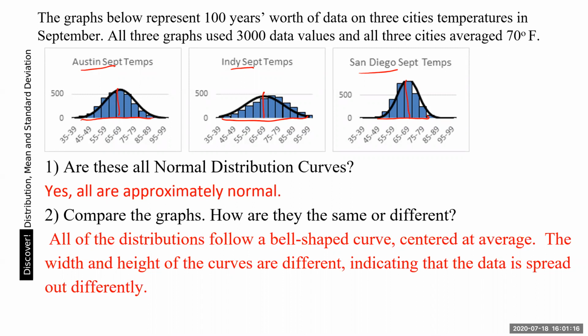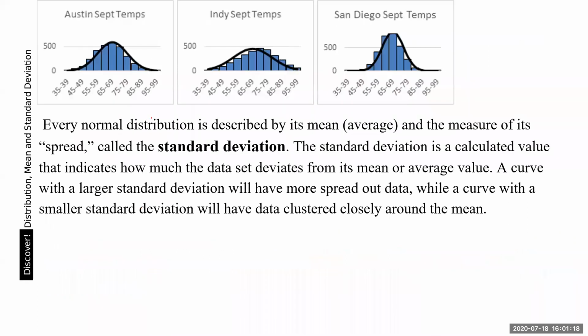Okay, good. And that is what we mean by standard deviation. Every normal distribution is described by its mean and a measure of spread. So every normal distribution is measured by its average, which we represent by the symbol mu, and the standard deviation, which we call sigma. We will come across these symbols soon.